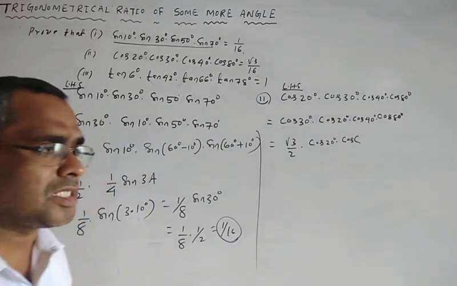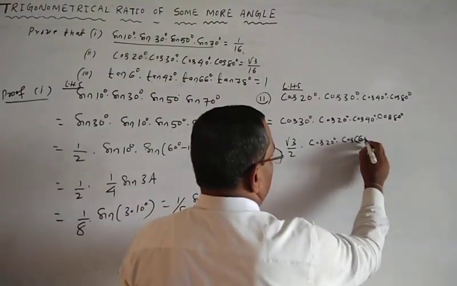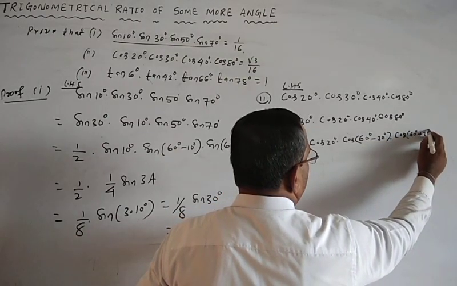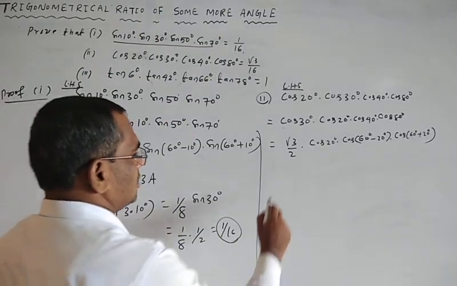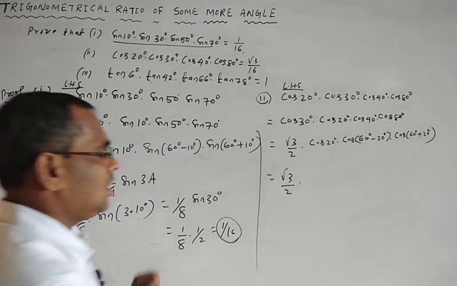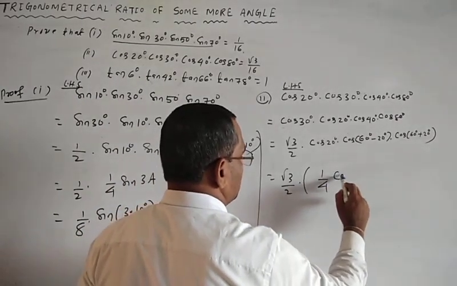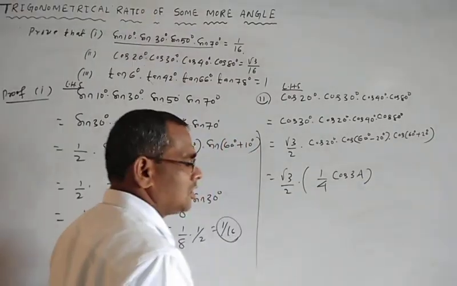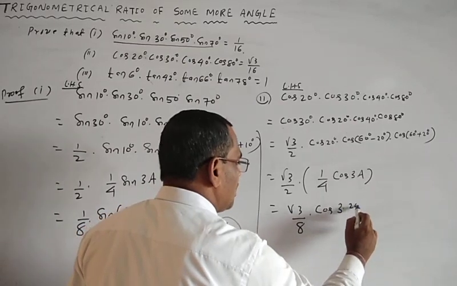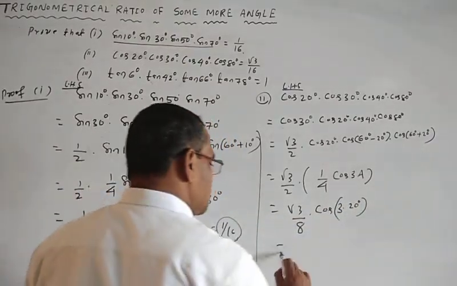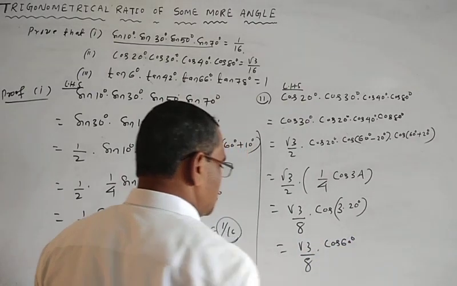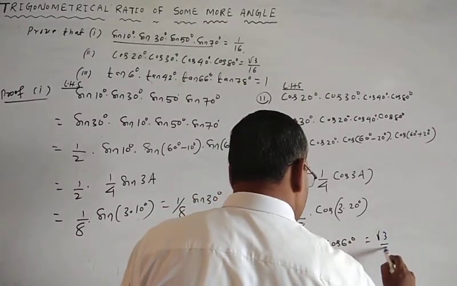40 means you have to express 60 degree minus 20 degree and 80 means this is equal to 60 degree plus 20 degree. Okay, so this is equal to root 3 by 2 cos A into cos 60 minus A into cos 60 degree plus A. This is the formula of 1 by 4 into cos 3A, where A is equal to 20. So this is equal to root 3 by 8 into cos 3 into A, means 20 degree. So this is equal to cos 60. So root 3 by 8 into cos 60. But you know cos 60 is equal to 1 by 2. So this is root 3 by 8 into 1 by 2.